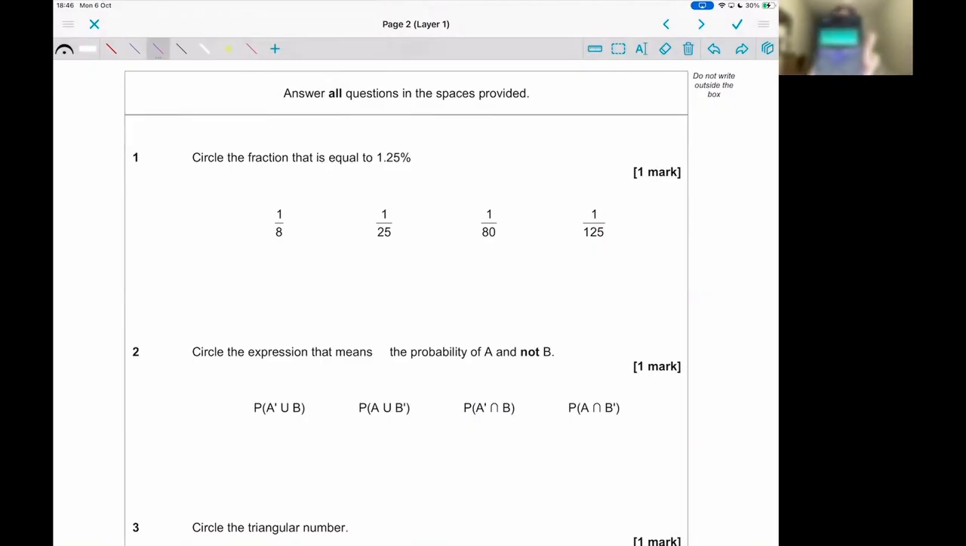Then we're going to hit, oh, come on, focus. Type it in like that, hit equals, and it tells us it's 1 over 80. That's all we need to do. It's 1 over 80, and we can move on.